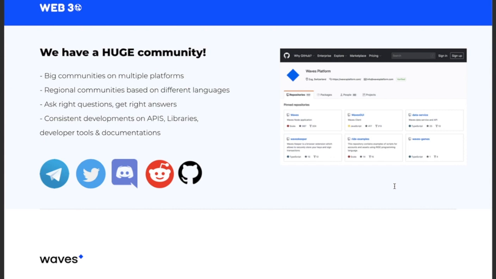Also, there's consistent development on APIs, libraries, developer tools, and documentation. These are very important for any smart contract platform, because as we explore more libraries, it makes the platform huge enough for different categories of developers to come in. If you code in PHP, JavaScript, Python, or Rust, you are free to come in, because these libraries are supported on the Waves blockchain.